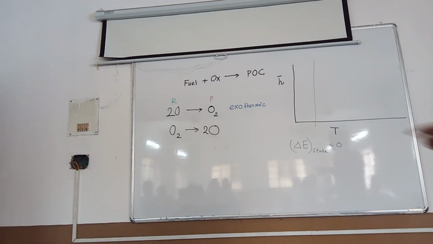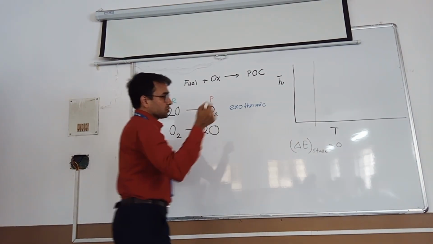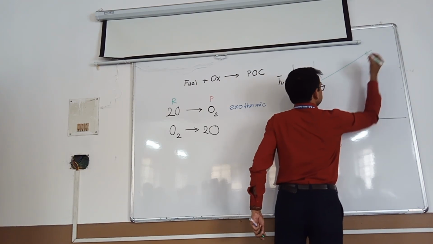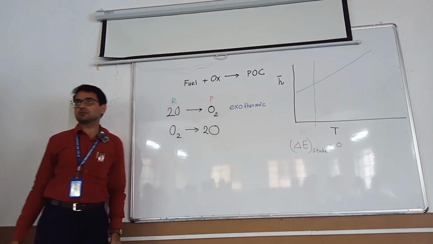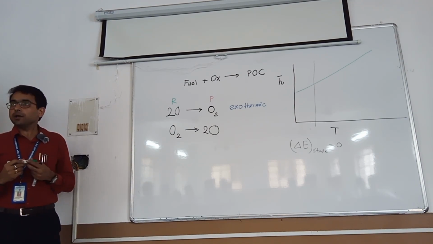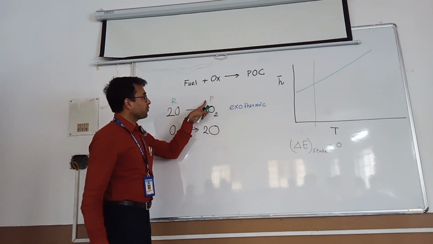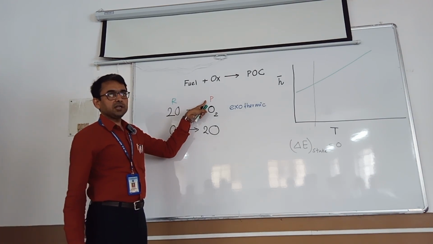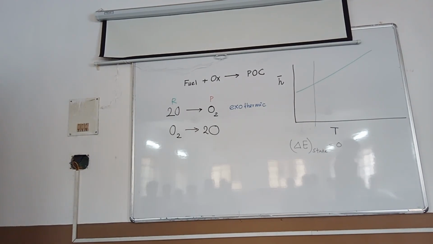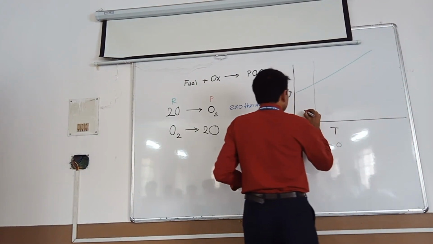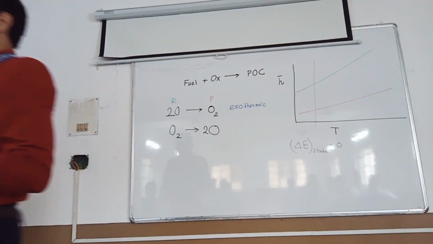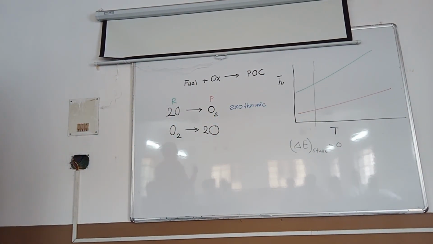So, is it clear to all? If I draw, for example, this is the enthalpy of the reactants. This is the graph of enthalpy of the reactants. And if I draw the enthalpy of the products, why will it be lower? At a lower position, like this. It may be diverging, it may be converging, depending on what happens at a higher temperature.